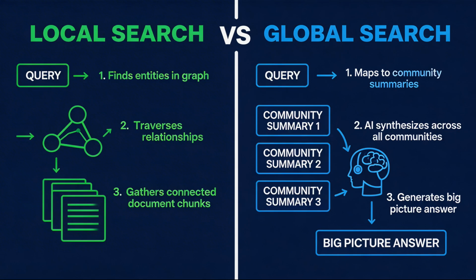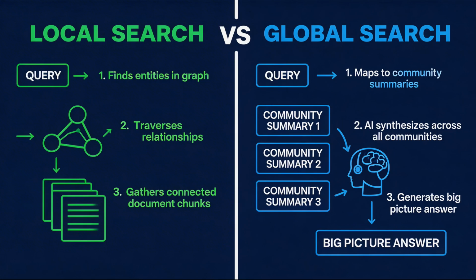GraphRAG gives you two ways to search. Local search is like traditional RAG but graph-enhanced. Find relevant entities, traverse their relationships, and gather connected context from multiple documents. It follows the thread. Global search is the real game changer.